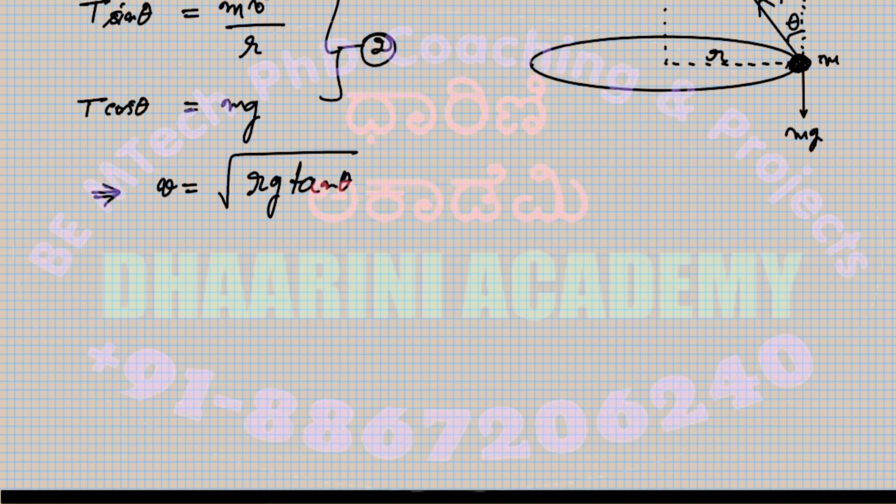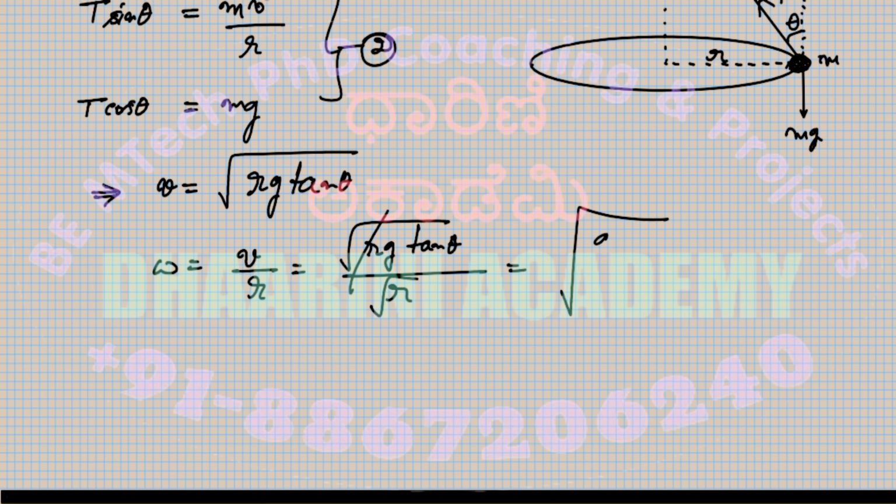Another component which we can calculate is the angular velocity, omega. Omega is nothing but v divided by radius. So v is there already, right? I can simply write this as root of r g tan theta divided by r. So this r cancels as a root here. So that means I can write this as root of g times tan theta divided by r. That's the equation to calculate the omega.